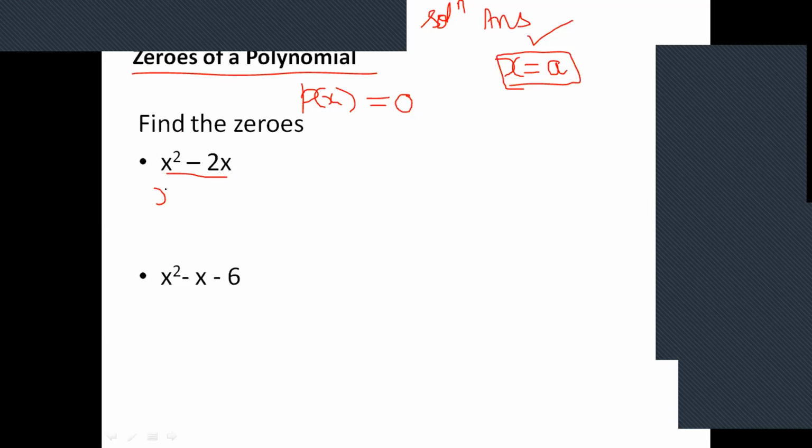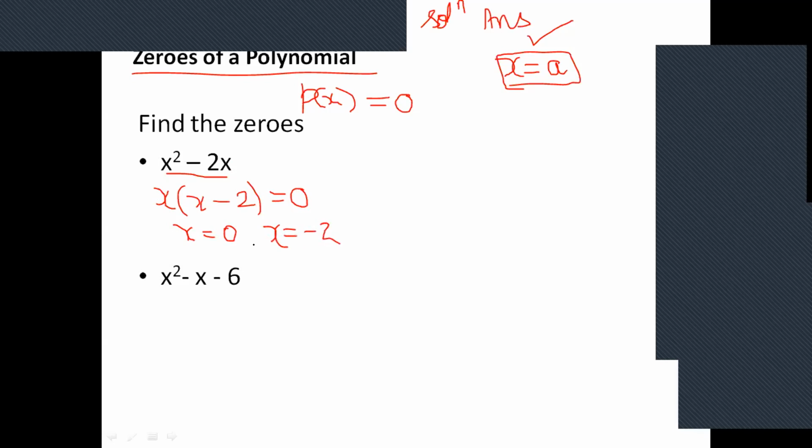You just take x common here. If you take x common, then x remains here, and then you have 2, because the x is already outside. When you multiply x into x, it is x square, and x into minus 2x will give you minus 2x. Since, as I said, you want to find the zeros, you have to put it equal to 0. So that will give you x equal to 0, and then x is equal to minus 2.